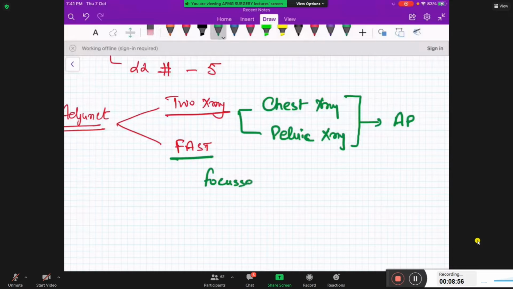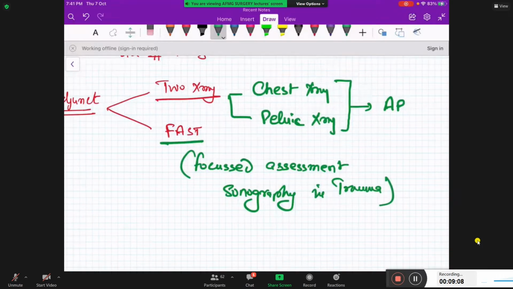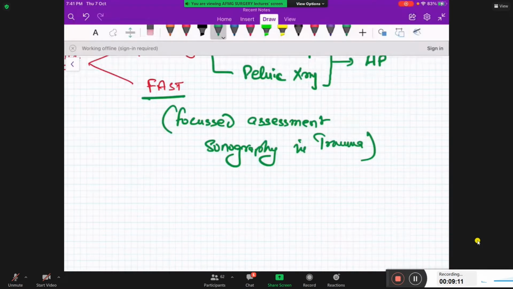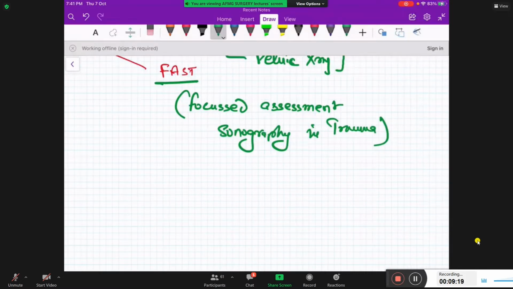Okay. And what is FAST? Focused assessment sonography in trauma. Right? So these are the 2 important things. There are other things also, not required. They will not check you on that. They will be checking mainly on this, that what are the 2 X-rays required in primary survey. So you should know chest X-ray and pelvic X-ray, and these X-rays are always AP views.